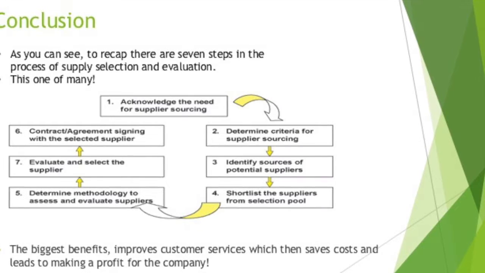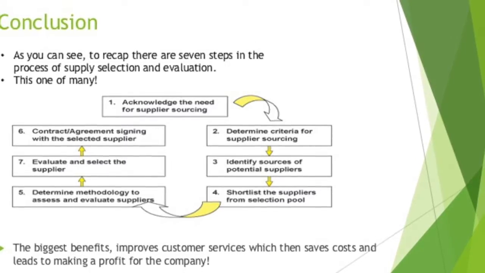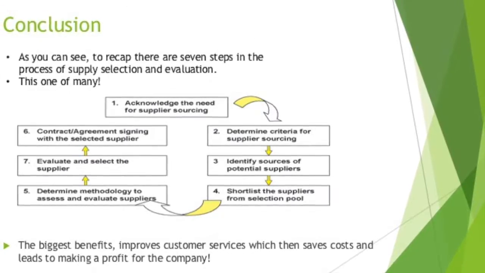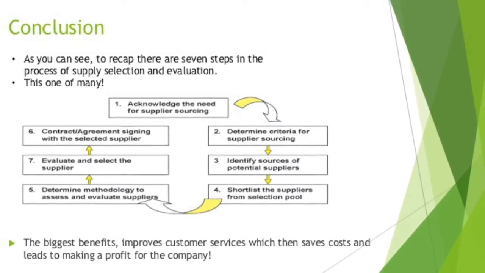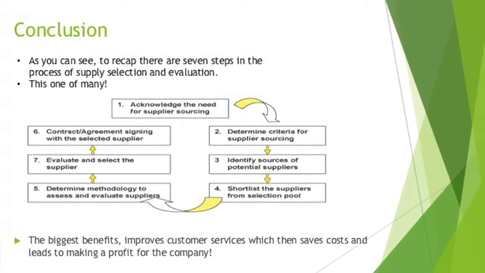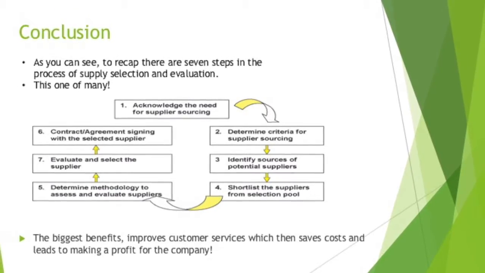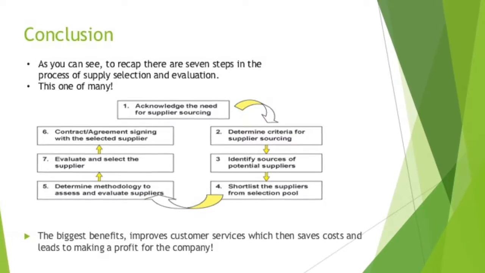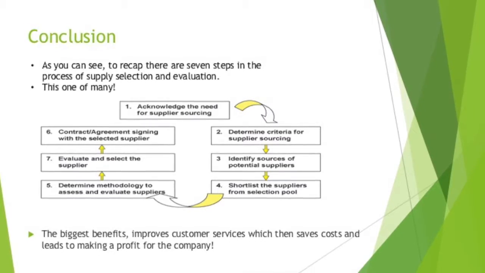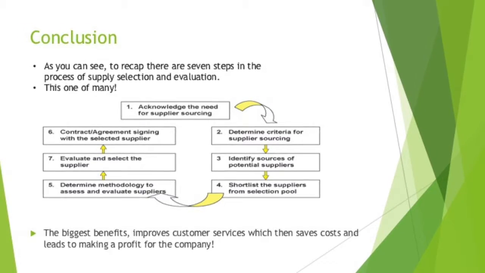As you can see, these 7 steps play a really big role in identifying a supplier for an organization. Furthermore, their benefits are really important for an organization because they lead to delivering better customer service and improving their services for the organization, resulting in making profit and attracting more consumers to their company.